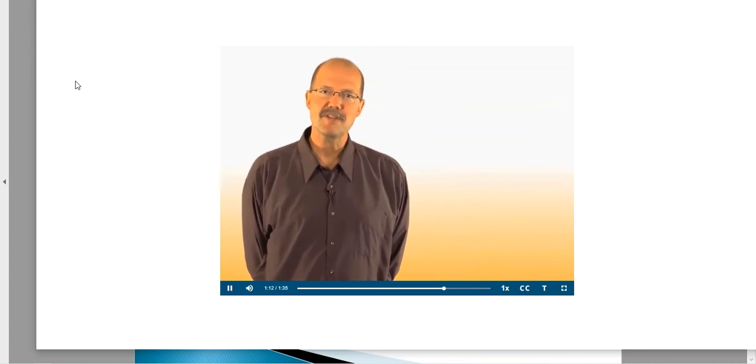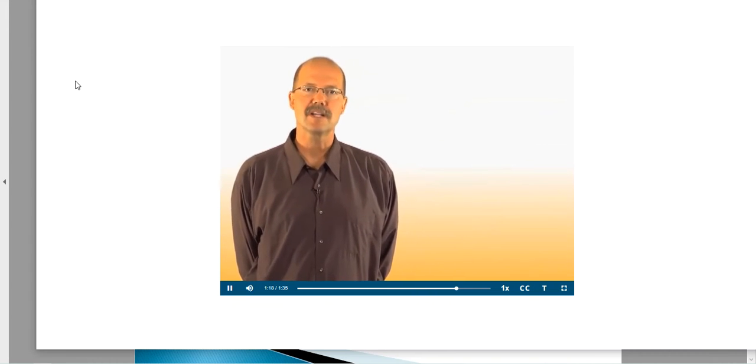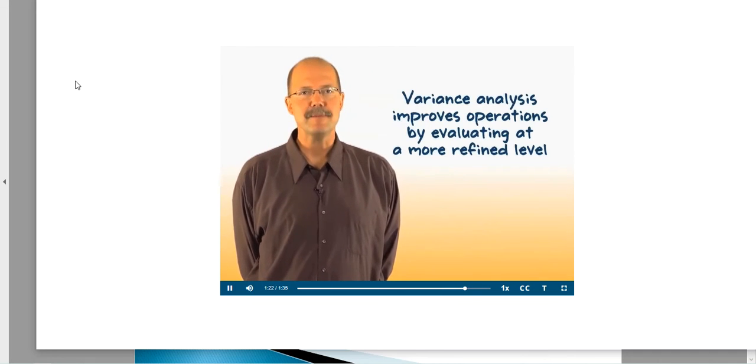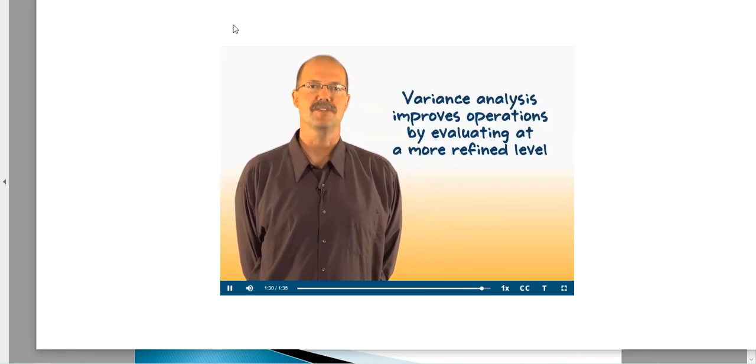Alternatively, maybe you used too many materials because the production department didn't monitor operations closely enough, and so a lot of defective goods were produced. Variance analysis enables you to evaluate your operations at a more refined level so you can more accurately identify how to improve your operations.